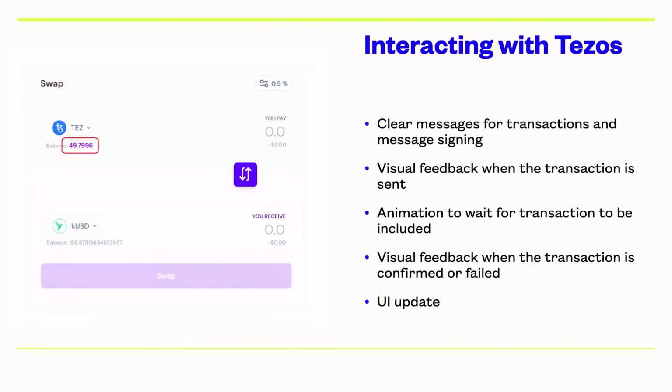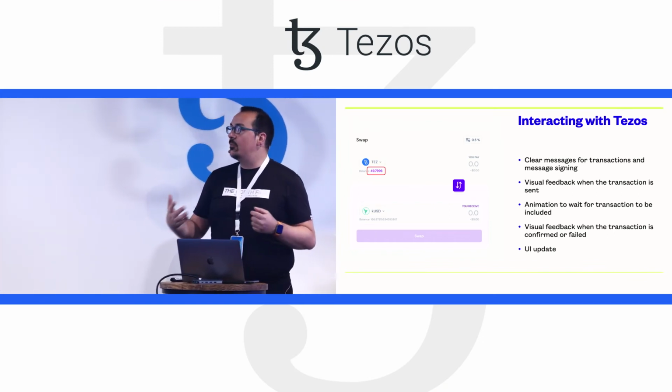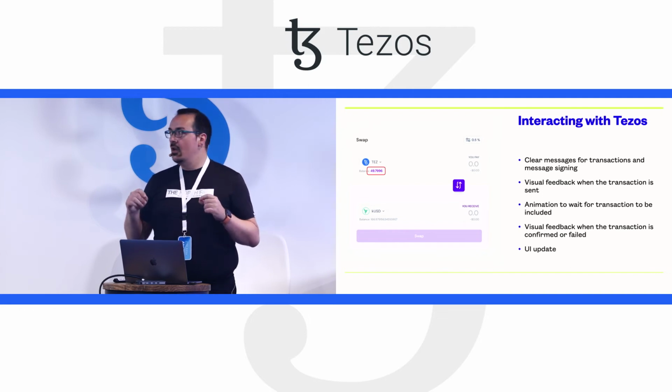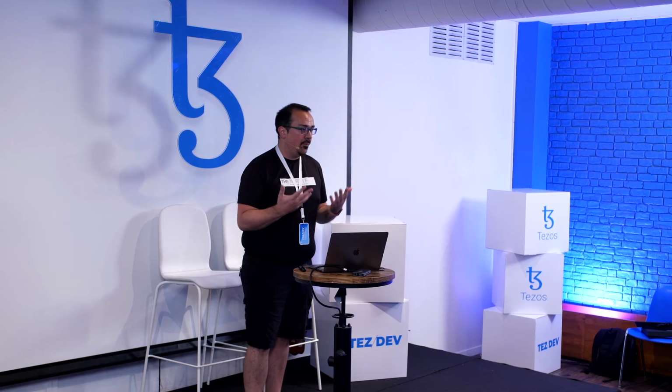Like here, for example, on Plenty, my balance was 50 Tez. Now it's 49. So the users understand that, okay, the amount that I accepted to pay was debited from my account. There's nothing less upsetting than getting all the feedback that everything is fine, and then you look at your balance, and it's the same balance. So the users wonder, did it really work, or was there a bug or something? So you have to update.